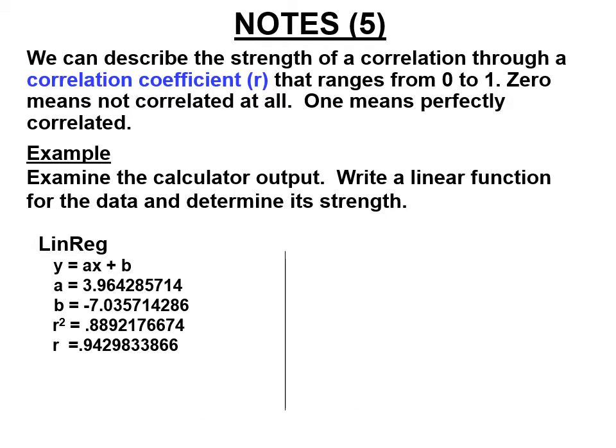Luckily, the calculator will also tell you whether it is a valid correlation or not. We're going to do that with something called the correlation coefficient. So let's look at our data here. We have y equals ax plus b. It says examine the calculator output. Write a linear function for the data and determine its strength.